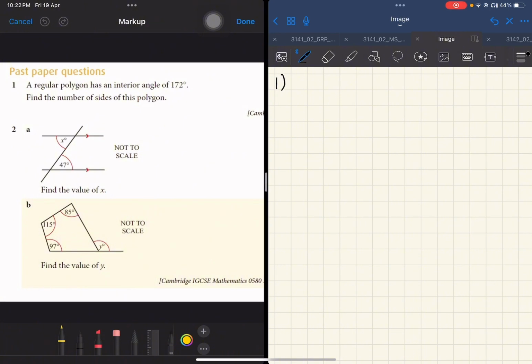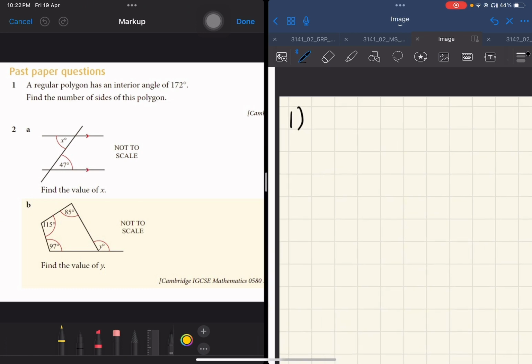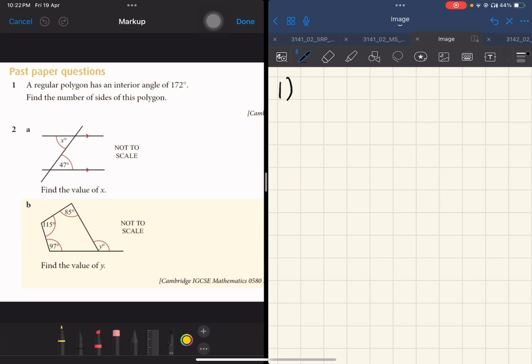Okay, so now I'll be moving on to the past paper questions. Question 1. A regular polygon has an interior angle of 172 degrees. Find the number of sides of this polygon. To find the number of sides of a polygon from its given interior angle, we'll have to use 180 minus this, then we'll get 8 degrees. We're going to use 360 degrees divided by 8 degrees, and you're going to get 45 sides.